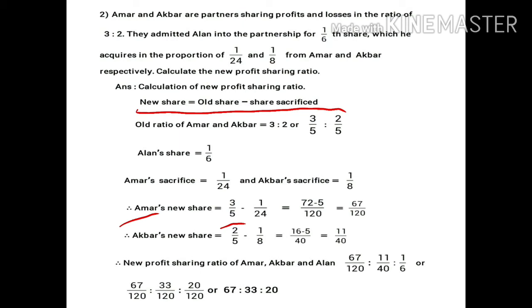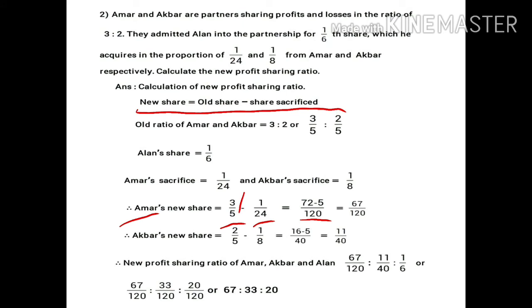And share sacrificed by Amar how much? 1 by 24. So for this 5 as well as 24, common denominator 120. 5 ಮತ್ತು 24ಗೆ ಕಾಮನ್ ಡಿನಾಮಿನೇಟರ್ 120 ಆಗ್ತದೆ. ಸೊ 5 ಹೌ ಮೆನಿ ಇಸ್ 120? 5 24 120. ಹಾಗಾಗಿ 3 into 24 ಮಾಡಬೇಕು.